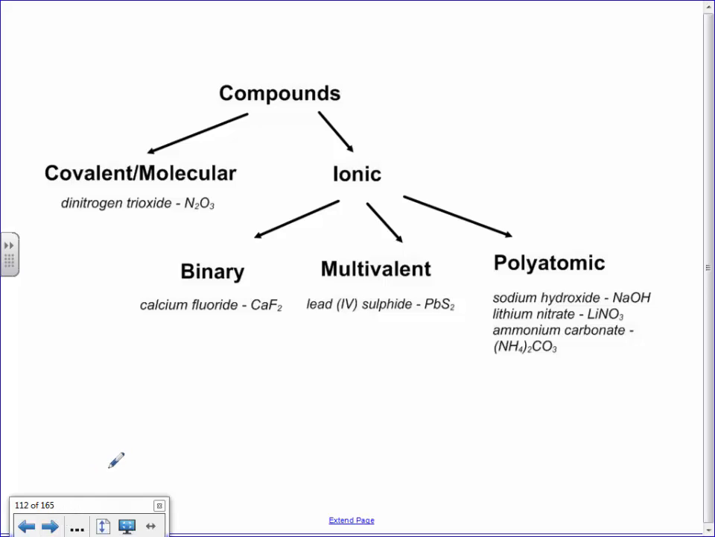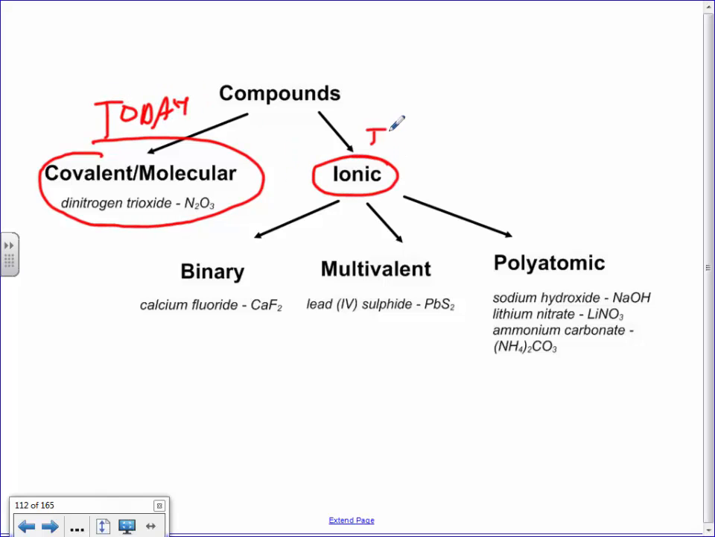Actually, let me do it now. You know how we had 2 different names we were going to learn today? One was known as covalent and molecular. This is what we're going to do today. And then tomorrow, we're going to talk about ionic compounds.